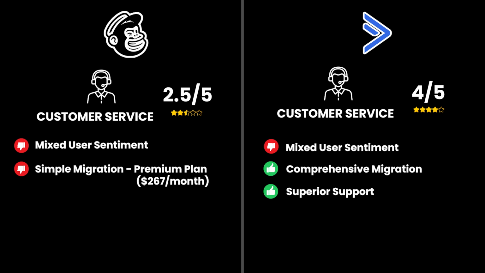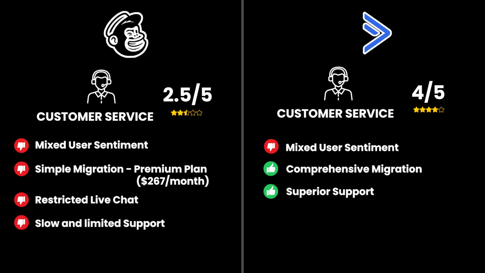ActiveCampaign also provides faster, more friendly support across all channels with better availability, while Mailchimp restricts live chat to paid plans and offers slow response time with phone support only on their most expensive tier.